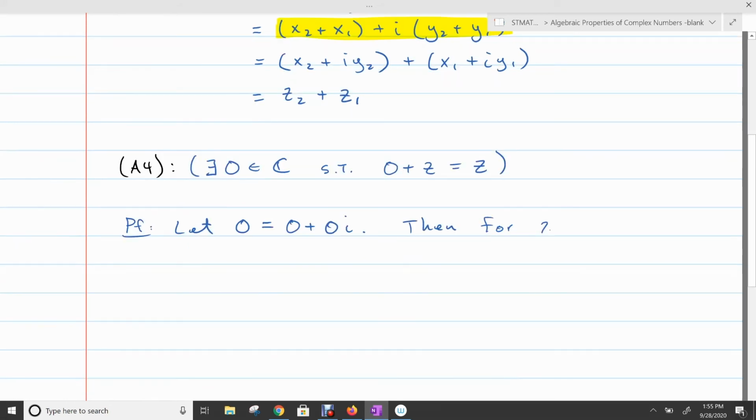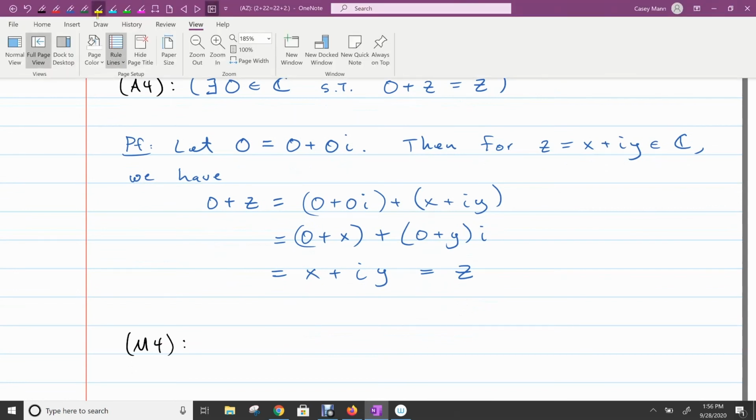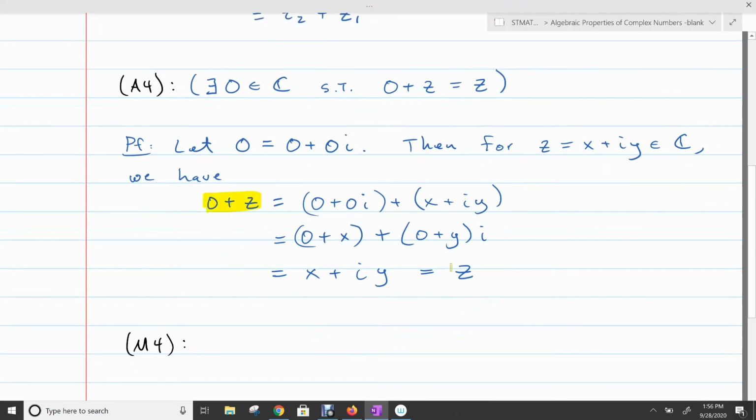If we take z equal to x plus iy to be an arbitrary complex number, then we see that if we do 0 plus z, that's 0 plus 0 times i plus x plus iy. And then when we add things the way that we know we're supposed to add them, adding the real parts and imaginary parts separately, we get 0 plus x plus 0 plus y times i. And then that works out to be, of course, just x plus iy, which is z. You can see what we did there. We proved that 0 plus z is equal to z.